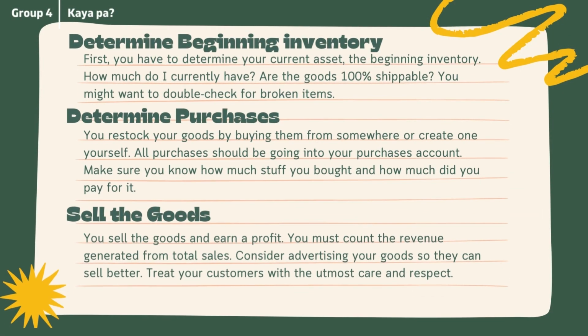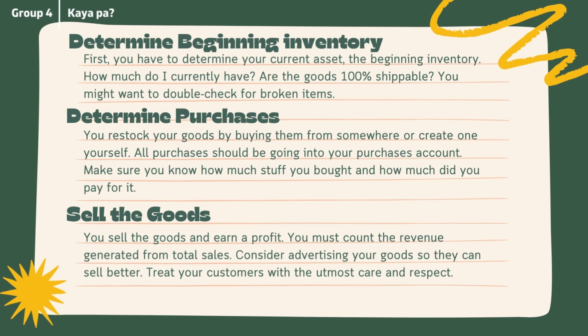So, you need to determine beginning inventory. First, you have to determine your current asset, the beginning inventory, magkano yung pera mo ngayon, how much do you currently have, sure ka na ba na 100% shippable ang goods. And you need to always double check for the broken items.